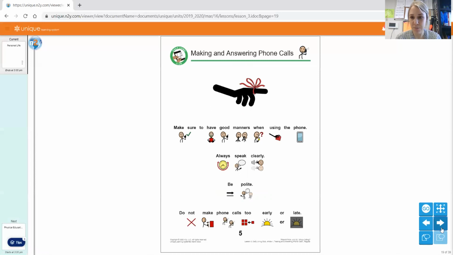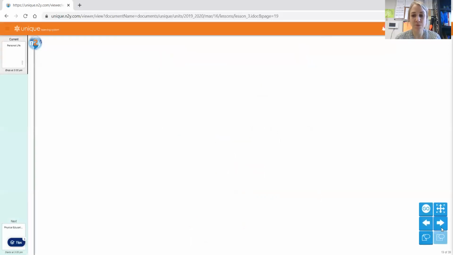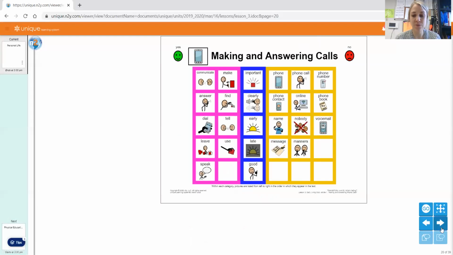Make sure to have good manners when using the phone. We always want to speak clearly and be polite. Do not make phone calls too early or too late, because you don't want to wake somebody up if they're sleeping. They might not appreciate that too much. So this talks about using phones and using phone numbers.